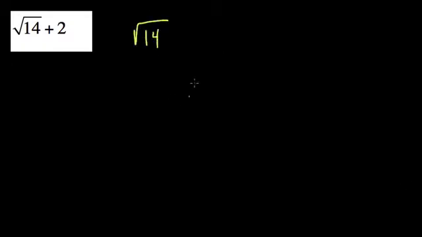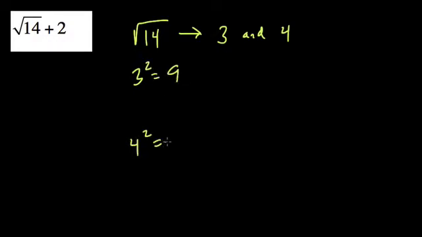My approach would be, okay, first of all, between which two whole numbers is the square root of 14? That's my first step. Well, I know it's between 3 and 4, some decimal in between. Why? Because 3 squared is too small, that's 9, and 4 squared is too large, it's 16. Some number squared should be 14, and that number has to be between 3 and 4.